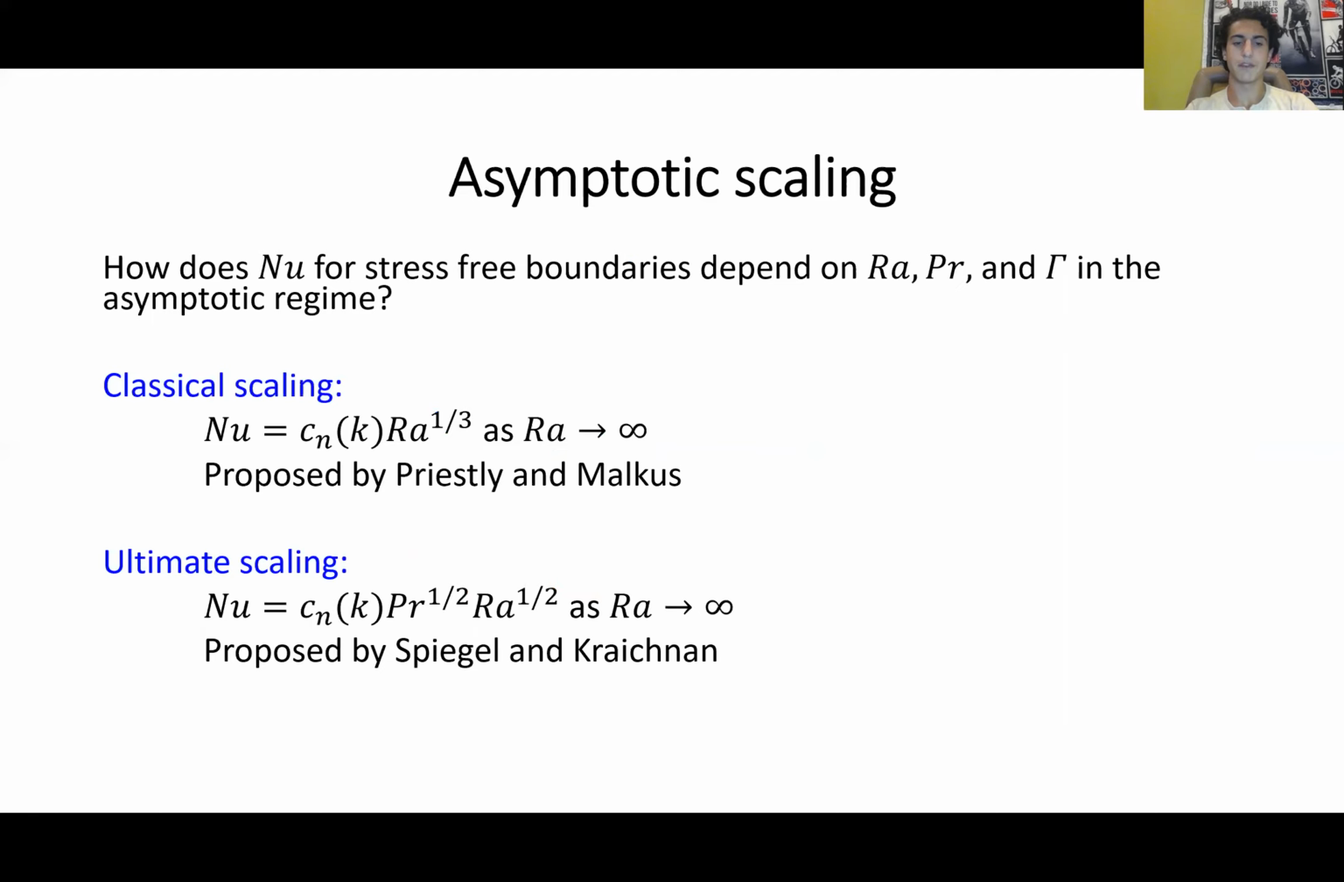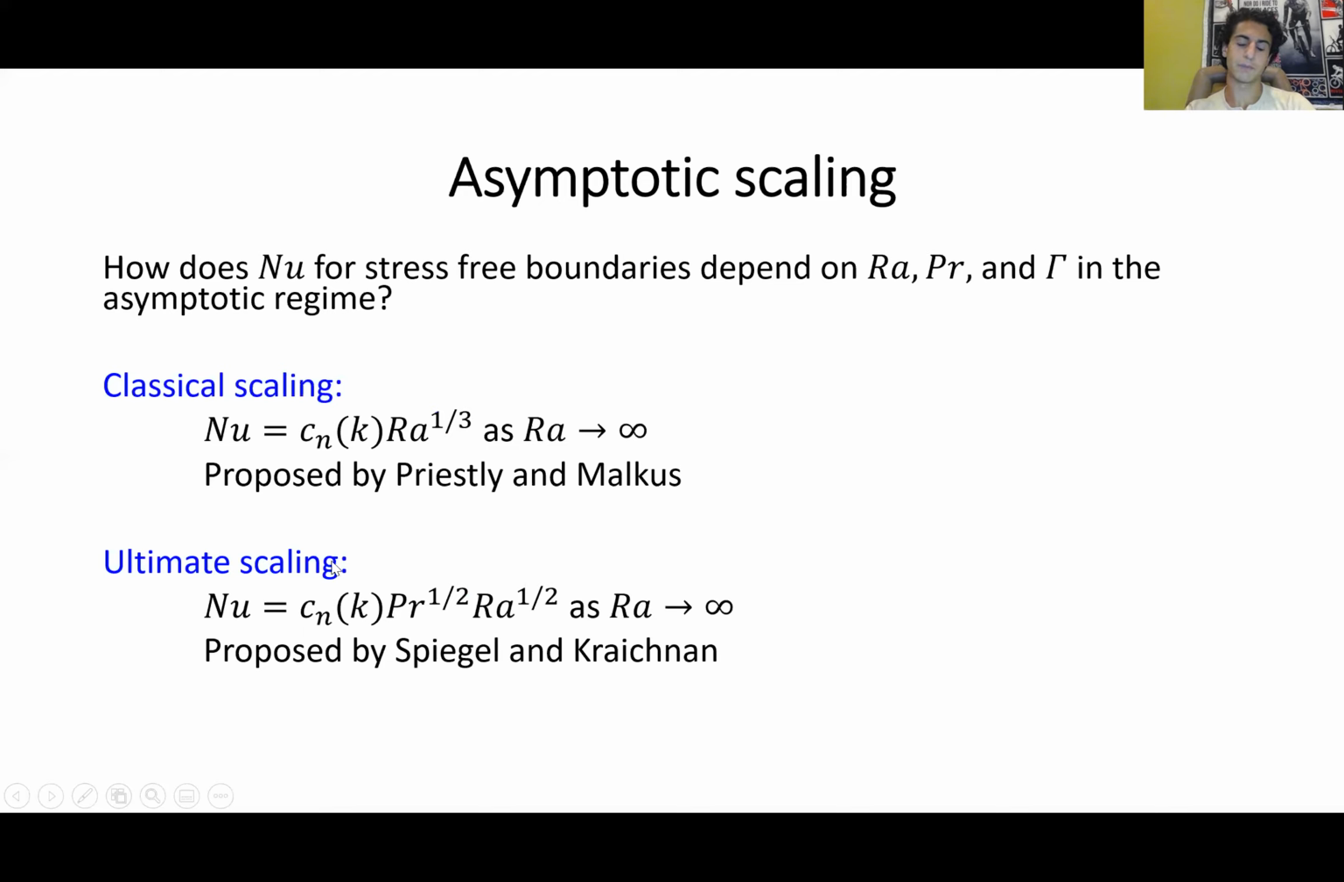So a big question in Rayleigh-Bénard convection is, how does the Nusselt number scale with Rayleigh, Prandtl, and the aspect ratio in the asymptotic regime? Mainly, can we write the Nusselt number as a function of the Rayleigh number, the Prandtl number, and gamma as Rayleigh goes to infinity? Two theories have been suggested. The first is the classical scaling theory, which suggests that the Nusselt number goes as Rayleigh to the 1/3. This was proposed by Priestley and Malkus, and their main argument was that at infinite Rayleigh, our heat flux should be independent of the vertical separation of the two plates.